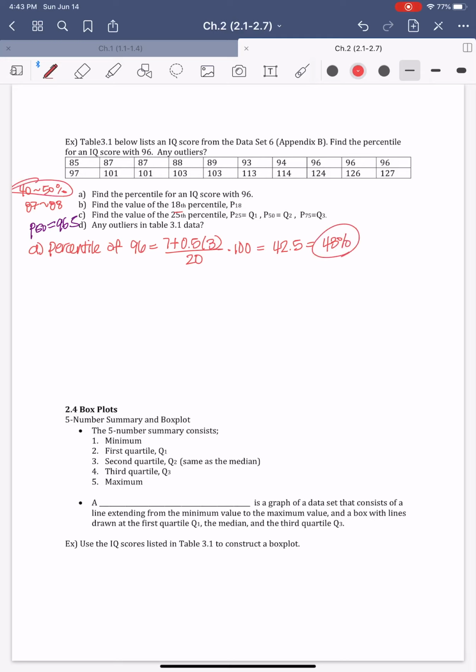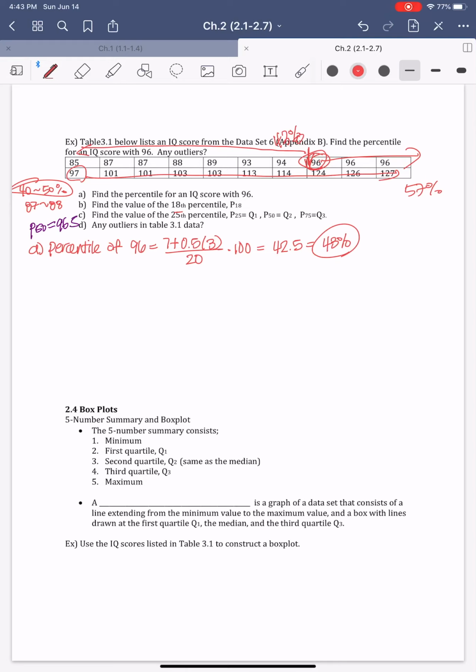Well, that was our prediction, between 40 to 50%. So 96 right here means it's in the 43 percentage value. Anything below 96 represents the 43%. Anything above 96, so 97 and on, from here and on, that separates the highest 57% of IQ scores. So that's how you interpret it.